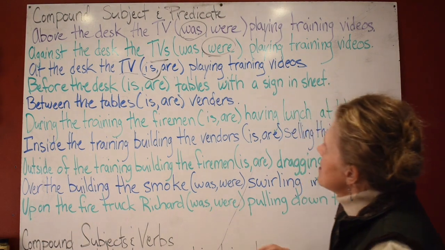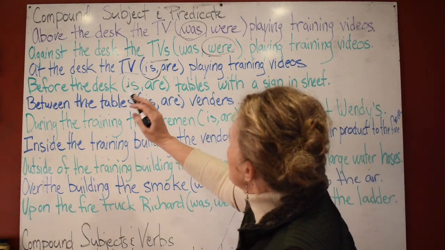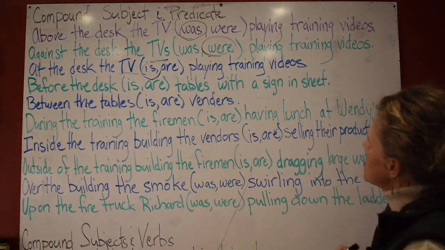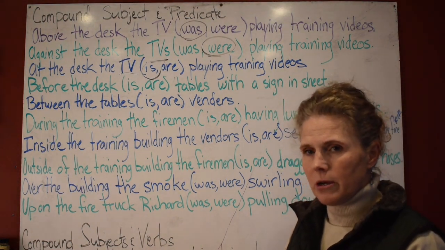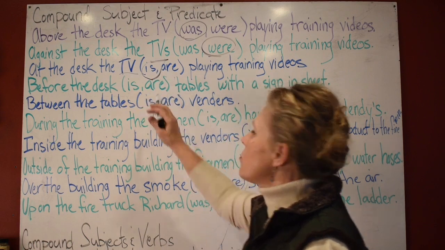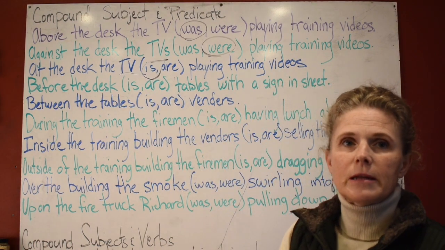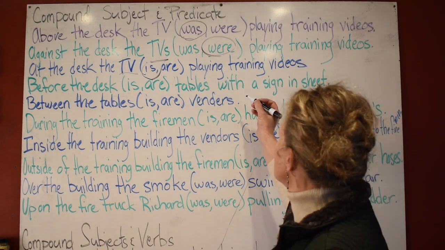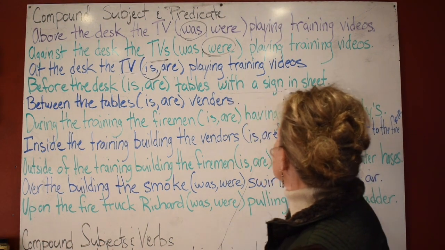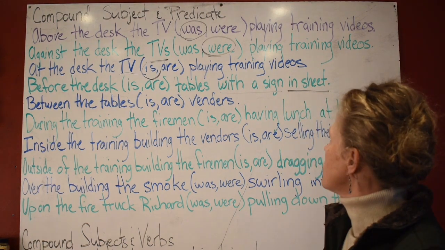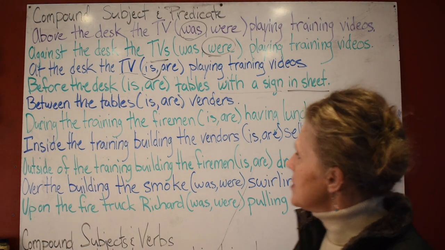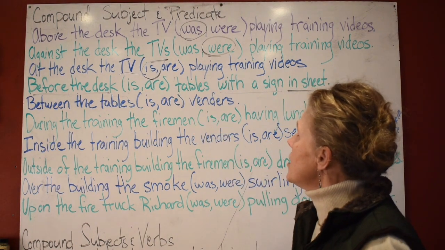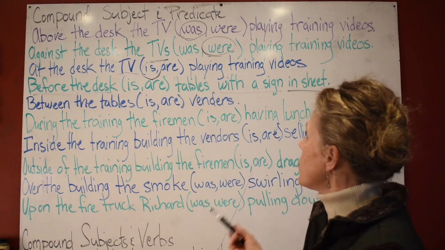Before the desk is or are tables with a sign-in sheet. This one's a little bit trickier. Once you get the word correct, you'll figure it out. With is the verb. No, with is a prepositional phrase. With a sign-in sheet. Those are prepositional phrases. And this is a prepositional phrase. So guess what? You only have 2 extra things. One's the subject and one's the verb. What's your subject?